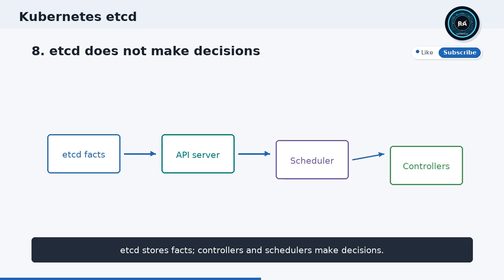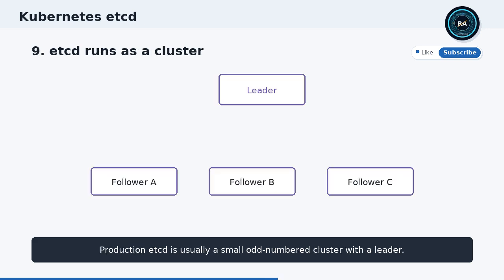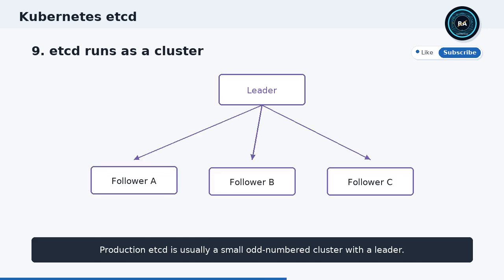It does not decide where pods run. It stores the facts. Other control plane components read those facts through the API server and decide what should happen next. For reliability, etcd usually runs as a small cluster, not just one process.